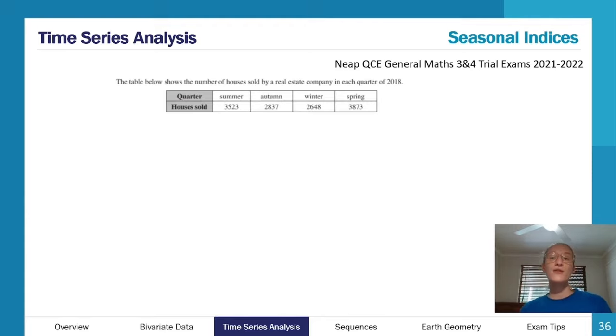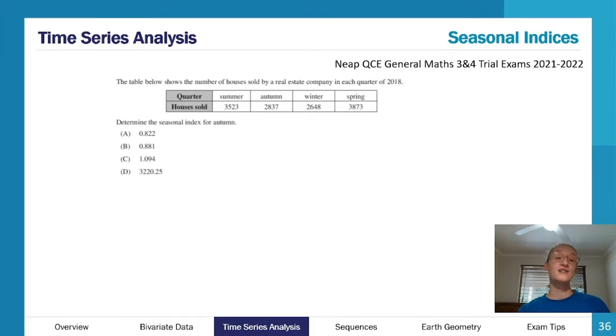So we're going to go through a quick example to illustrate that. This question is taken from one of the QCE General Maths trial exams, which are available on Notes Plus. They're super helpful if you want to get in a few more practice questions as well. This specific question says, the table below shows the number of houses sold by a real estate company in each quarter of 2018. So we know we're looking at quarters: summer, autumn, winter, and spring. Again, time series data, because our explanatory variable is the quarter, the measure of time, and the houses sold is our response variable.